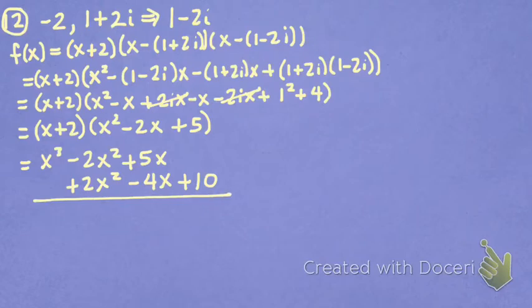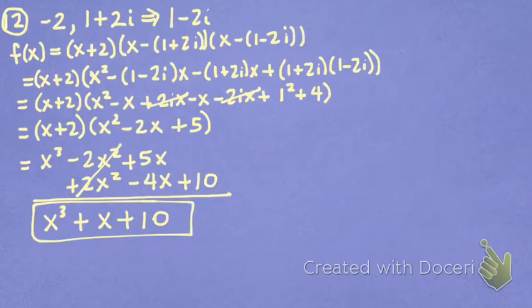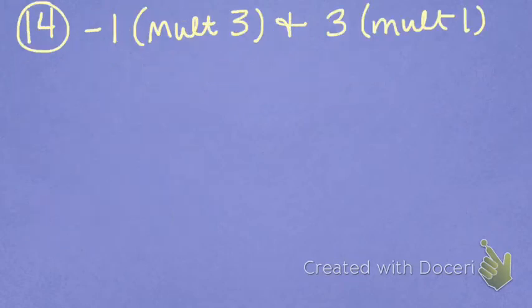And writing it this way with this vertical alignment, you just pull your like terms down. We've got an x cubed. The x squareds take each other out. 5x minus 4x is plus x, and then the 10 has nothing to add to it, so that's our constant. And that is our standard form polynomial for number 12.